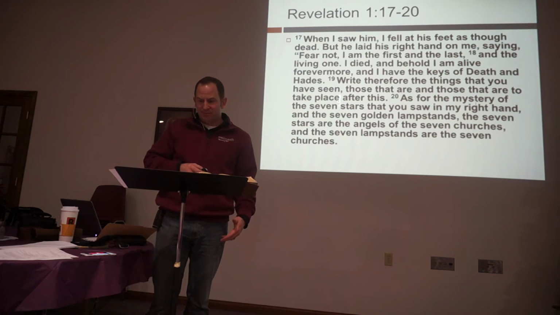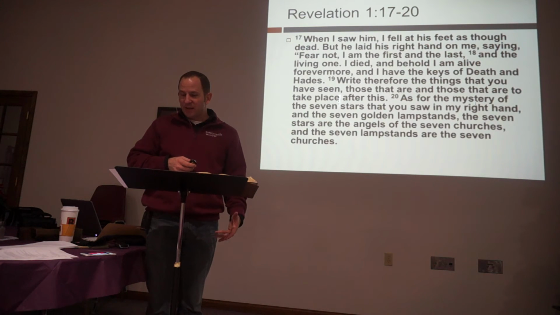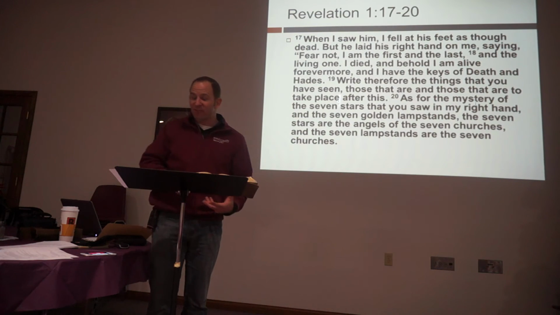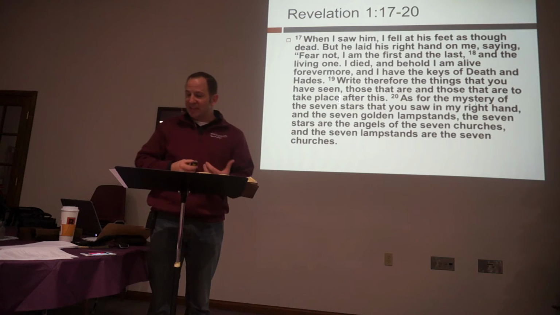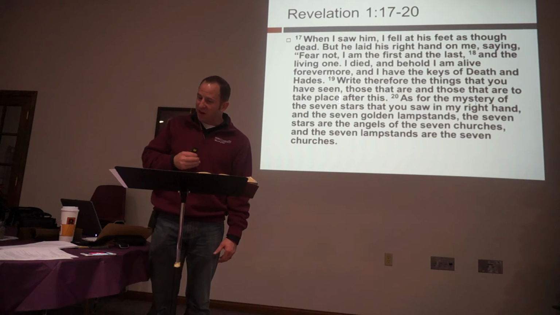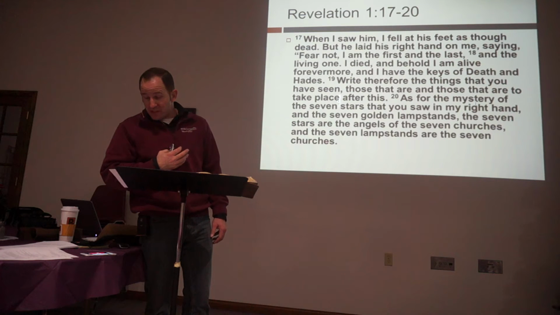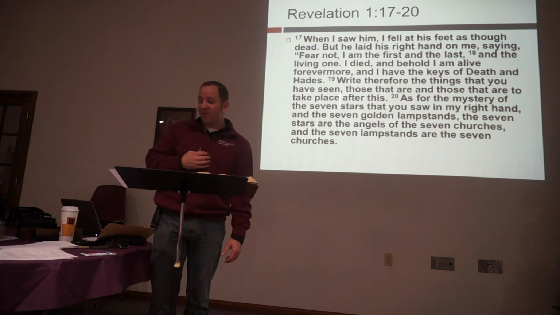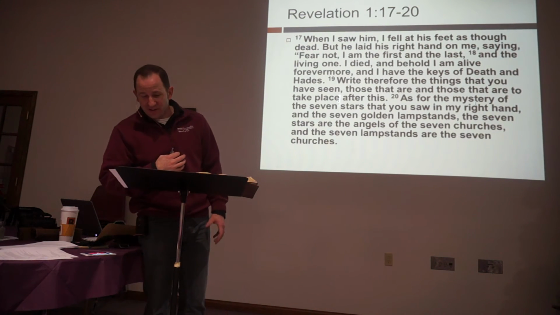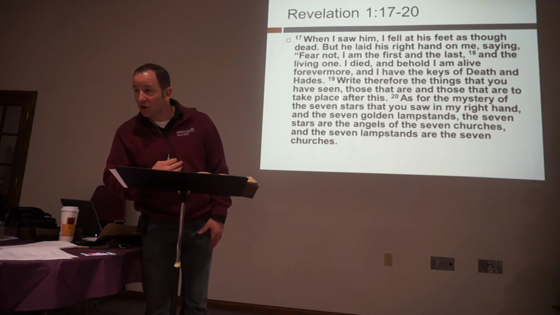Starting at verse 17 it says this, "When I saw him, I fell at his feet as though dead. But he laid his right hand on me, saying, 'Fear not. I am the first and the last and the living one. I died, and behold, I am alive forevermore. And I have the keys of death and Hades. Write therefore the things that you have seen, those that are and those that are to take place after this. As for the mystery of the seven stars that you saw in my right hand, and the seven golden lampstands, well, the seven stars are the angels of the seven churches, and the seven lampstands are the seven churches."